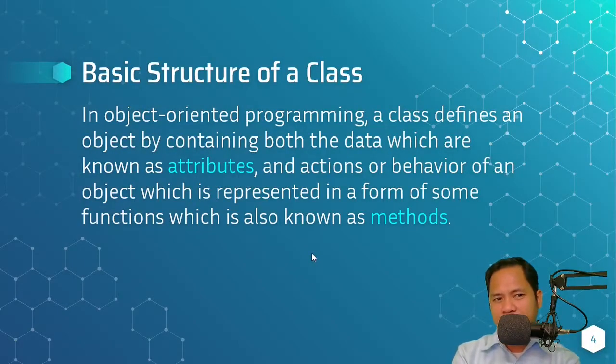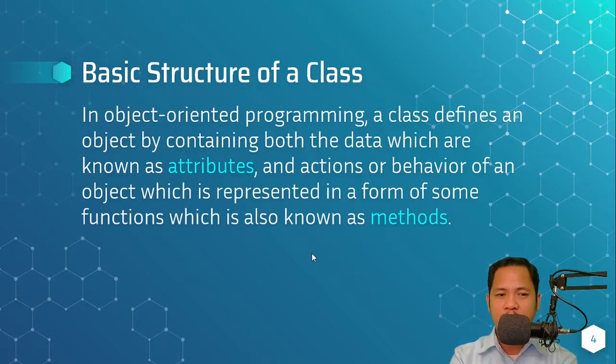So the basic structure is that in OOP, a class defines an object. The definition of the object is written in a class, containing both the data, which are known as attributes, and the actions or behaviors of an object, which are represented in the form of functions, known as methods. So the functions in OOP are called methods. And these methods describe the things that an object is supposed to do.